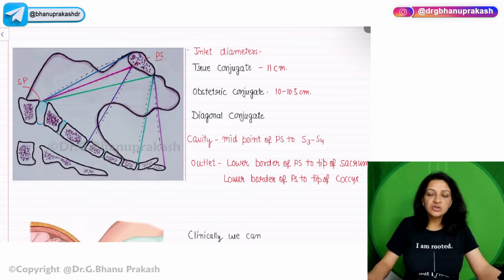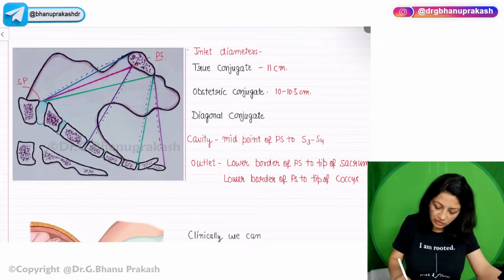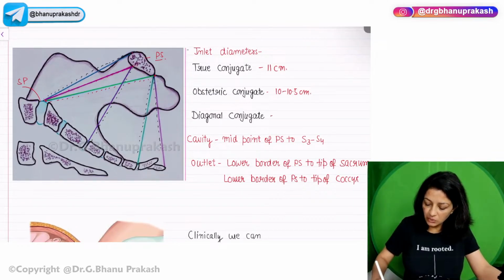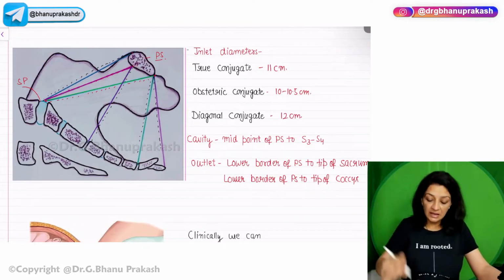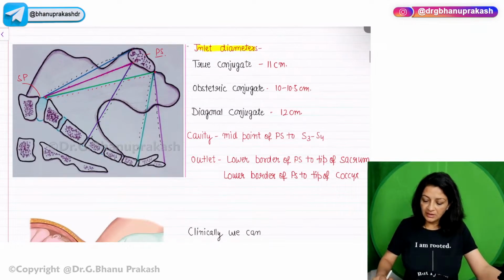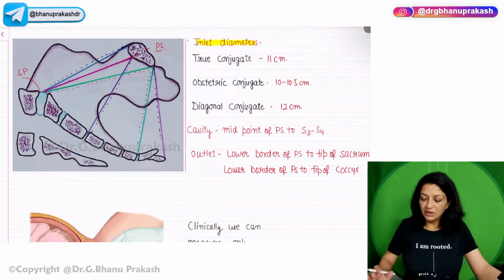And the diagonal conjugate: lower border of the pubic symphysis to sacral promontory. This is the diagonal conjugate. तो इसका कितना diameter रहेगा? Up to 12 centimeters. So these are the inlet diameters of the pelvis. Inlet: 11 centimeters, 10 to 10.5 and 12 centimeters.